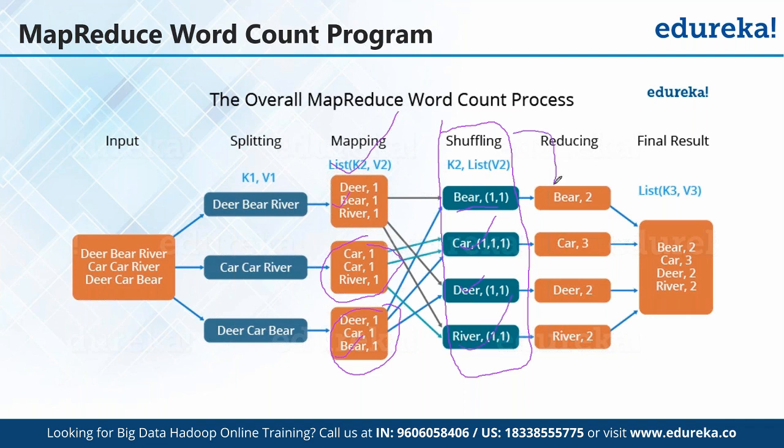And then the reducer: once you have got all the keys together, the reducer just sums them up. So you get beer comma 2, car comma 3, deer comma 2, river comma 2. And that is your final answer, isn't it? Because this is what you wanted to find out: the word count. And guys, even if the data is huge, petabyte or terabyte size, it doesn't matter. This is how it will happen.